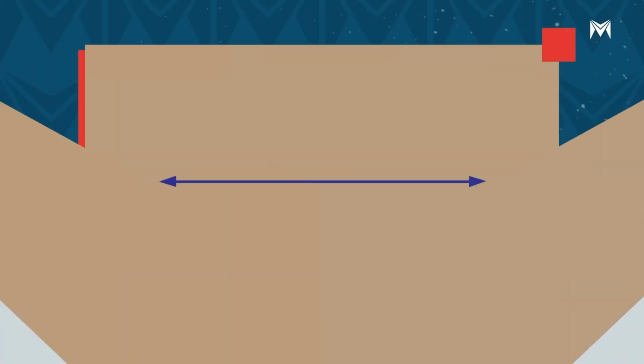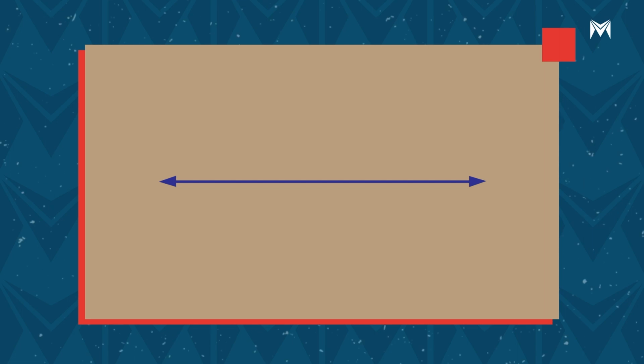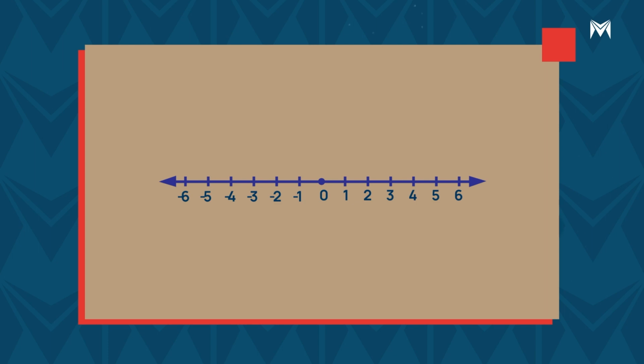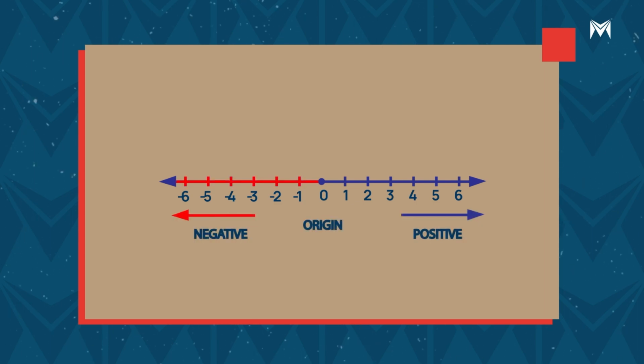Now, let's talk about an important concept related to real numbers, the number line. Imagine a straight line where all real numbers are represented by a point on the line. You can think of this line as a ruler, where each point on the line corresponds to a specific real number. The number line can help us visualize and understand the relationships between different real numbers.